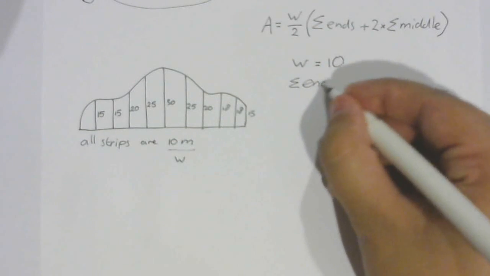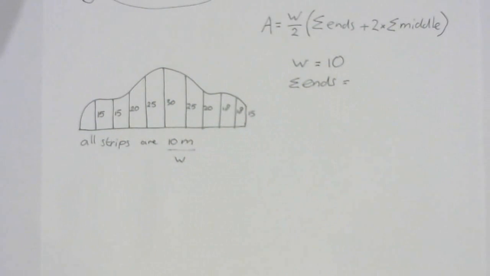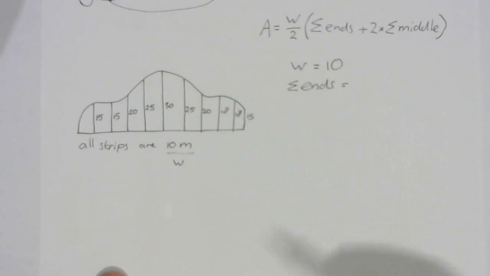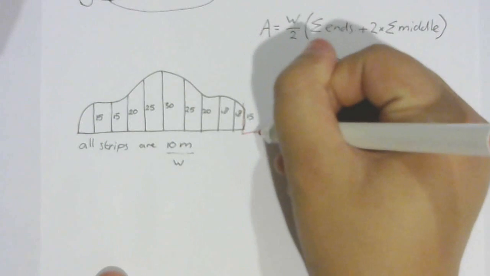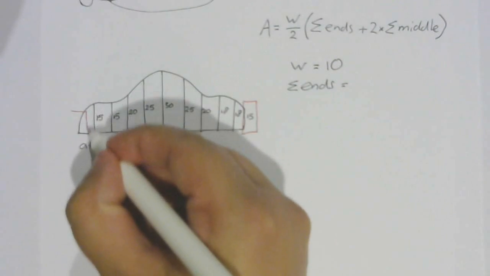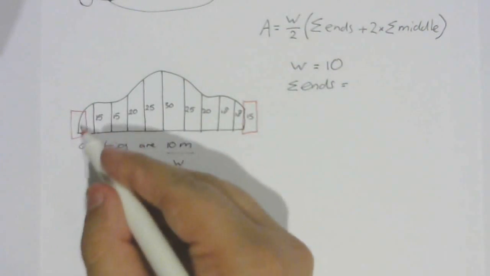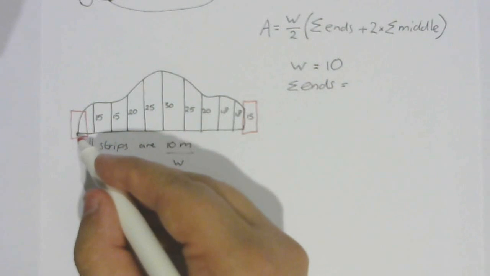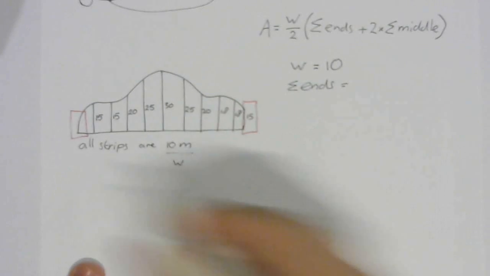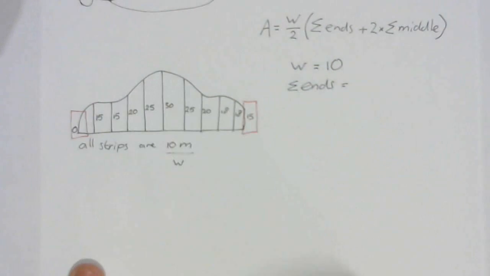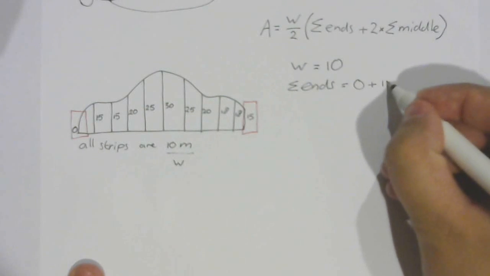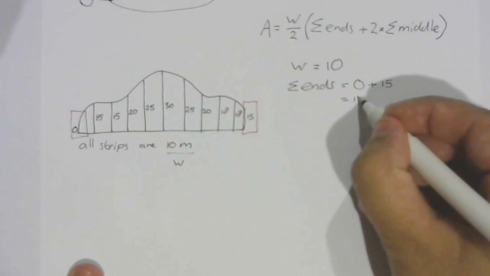Sum of the ends equals. We're going to want to add up the end lengths. So we can easily see that we've got 15 here. And over here on the other side, well, it kind of goes down to nothing. And what is nothing? That's just 0. So this edge is actually 0. So sum of the ends is going to be 0 plus 15, which of course is just 15.